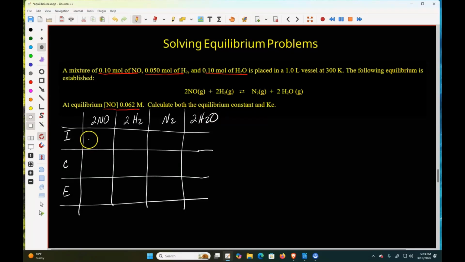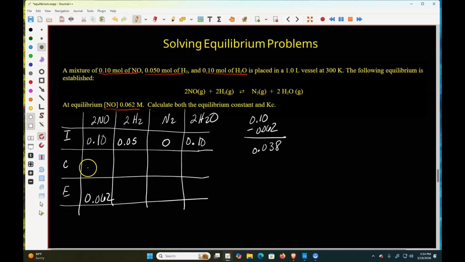Initially, I have 0.1 moles per liter. I have 0.05 moles per liter. I have no nitrogen. And I have 0.10 for water. And we're told that at equilibrium, I have 0.062 molar. So let's say 0.10 minus 0.062. That gives me 0.038. That's how much it changes.